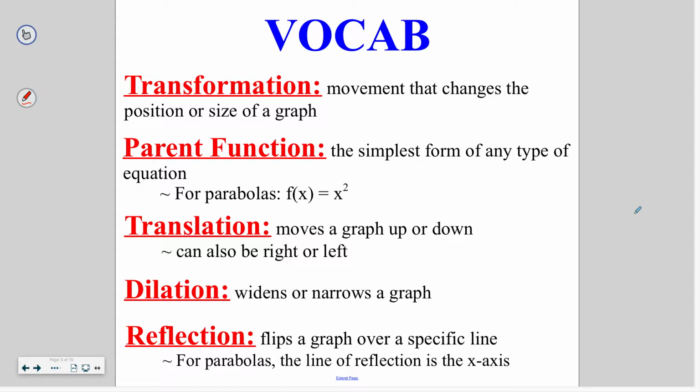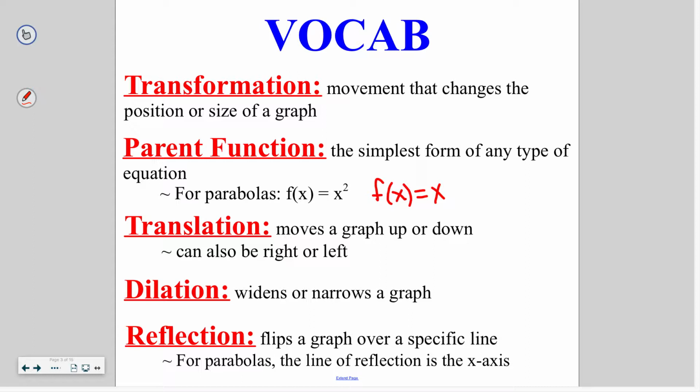Something you'll start hearing now in Algebra 1 and on into Geometry and Algebra 2 is talking about a parent function. This is the simplest form of any type of equation. For parabolas, it's f of x equals x squared. If we go back to what we were doing earlier in the year and look at linear equations, it would be f of x is equal to x. It's that most basic line that we could draw on the graph.